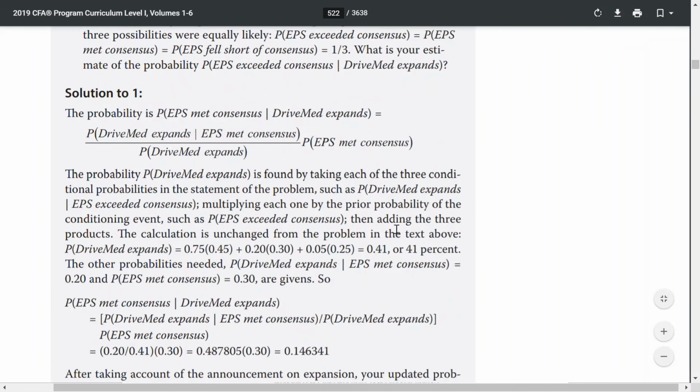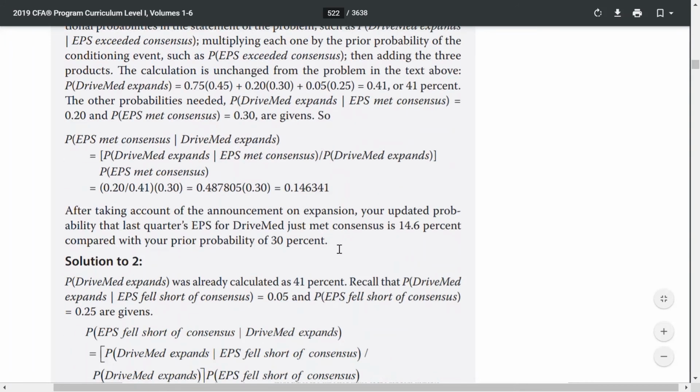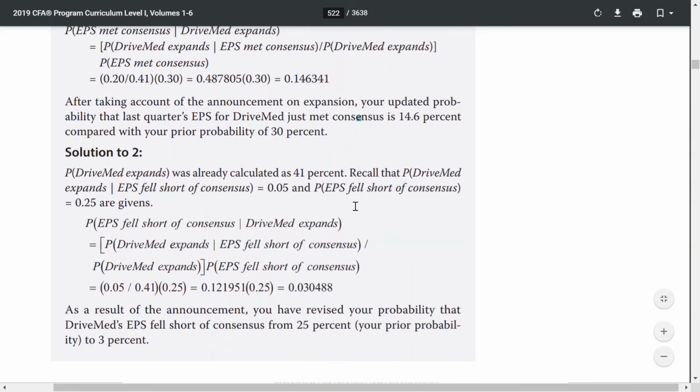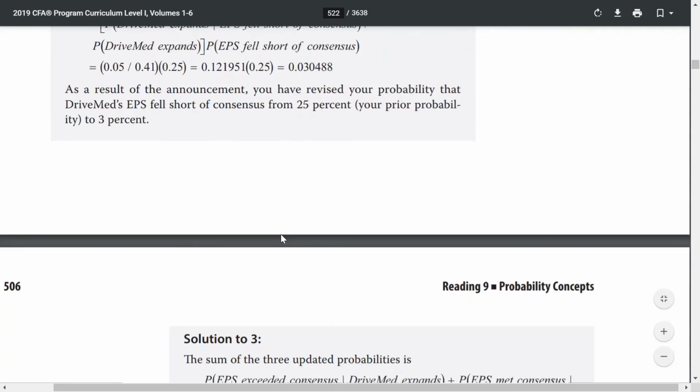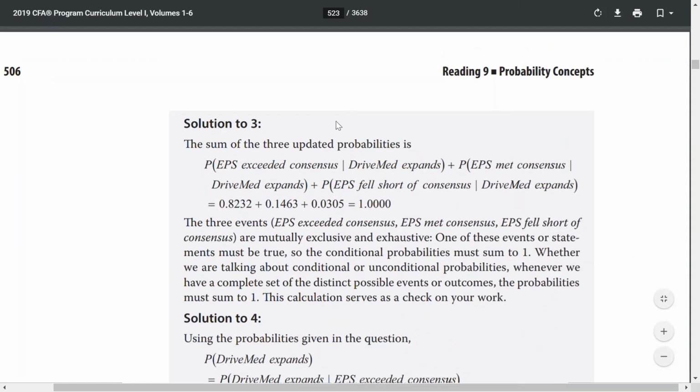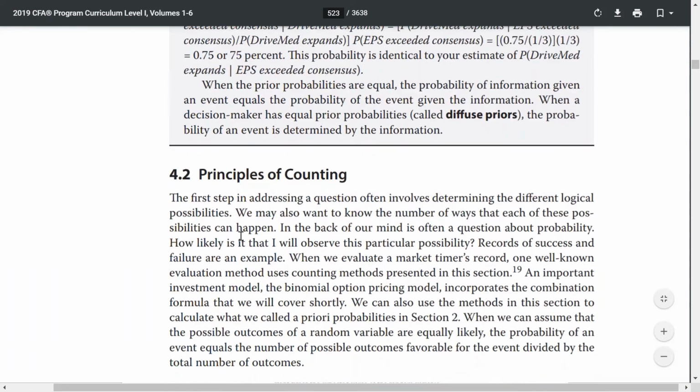You use Bayes' formula. You plug it in, you get this. Once again, you want to calculate what happens with the new information. With the new information, plug it in, you get this. Quite a straightforward solution to 3. To sum the 3 updated probabilities, you take the probability of exceeding consensus given the expansion, and so on, add them up together, and you get 1. Solution to 4. Okay. Makes sense.